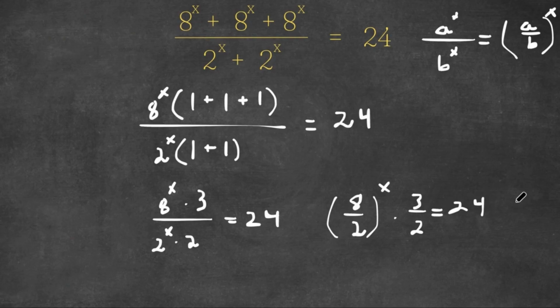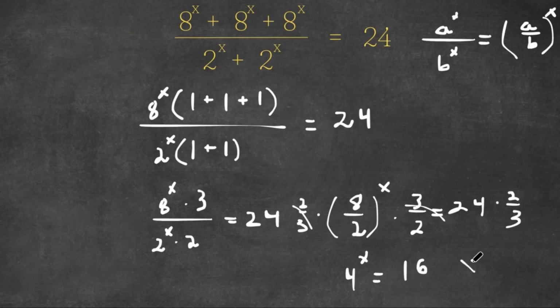Now to get rid of this 3 over 2, we have to multiply both sides by 2 over 3. So then these two cancel out, and we are left with 8 over 2 is 4. So 4 to the power of x is equal to 24 times 2 over 3. 24 times 2 is 48. 48 divided by 3 is 16. So we have 4 to the power of x is equal to 16, meaning x is equal to 2. So this is our answer.